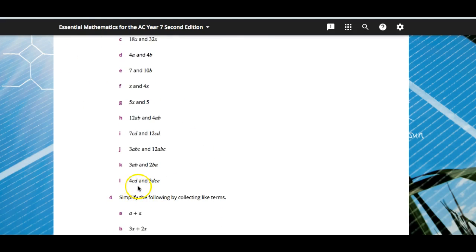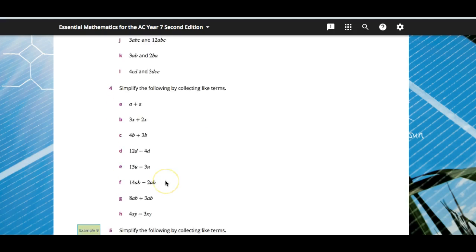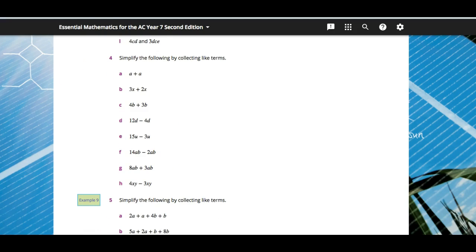Okay, and then L, 4CD and 4DCE. So if you think of carrot and dragon fruit, carrot and egg juice. Oh, sounds delicious, huh? Not the same. Okay, moving on to question 4.